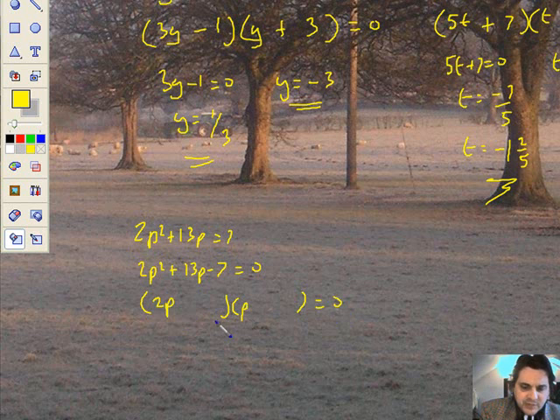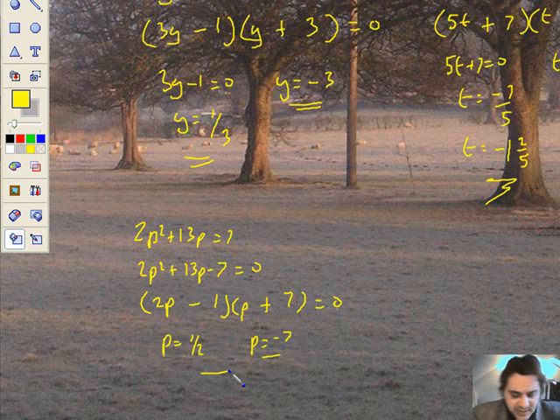2p and p. How do you make 7? It's going to be 7 times 1. My instinct put the 7 there because 2 sevens make 14, and that's close to 13. And right, I want it to be positive to give me 14 p's, and I want that to be minus 1 to give me minus 1p. 14 take away 1 is going to be 13 p's, and minus 1 times 7 makes minus 7, as it says in the equation. Right, solve them straight in. p equals 1/2, p equals minus 7. That's all there is to say about that.